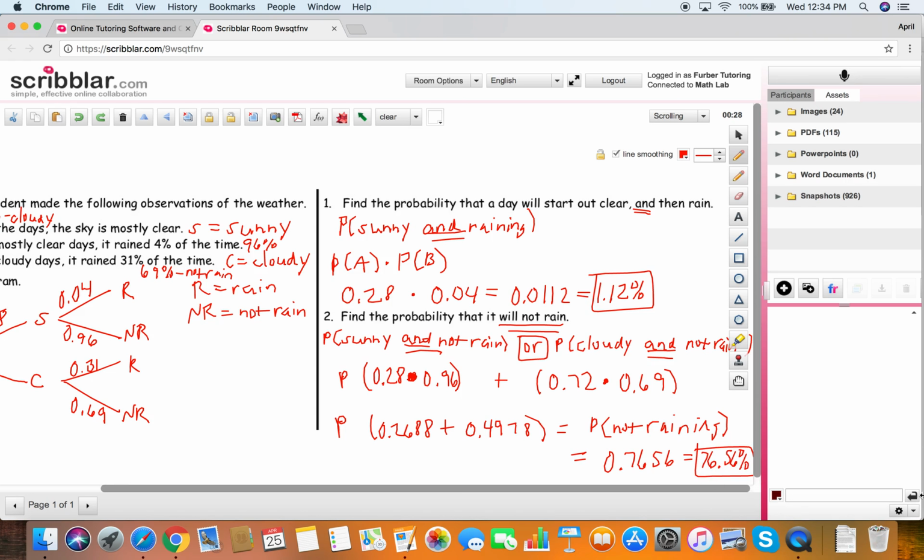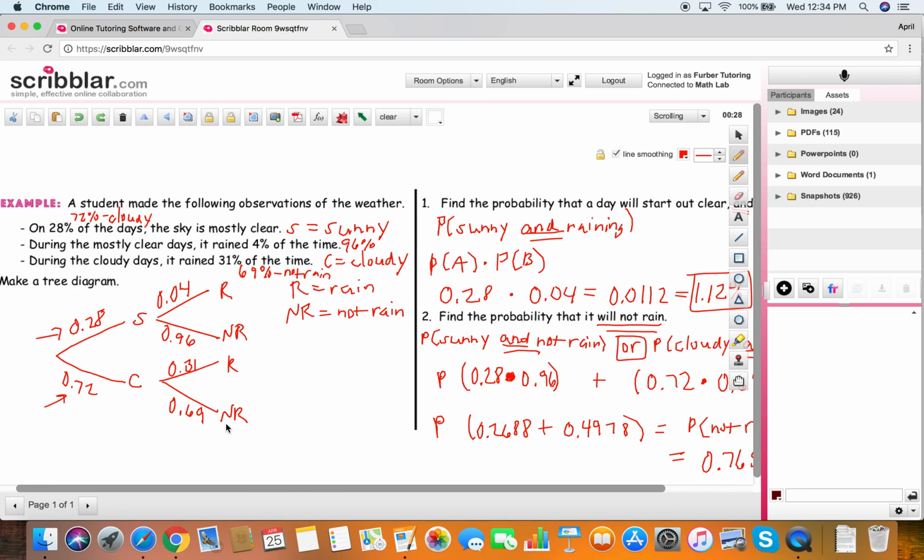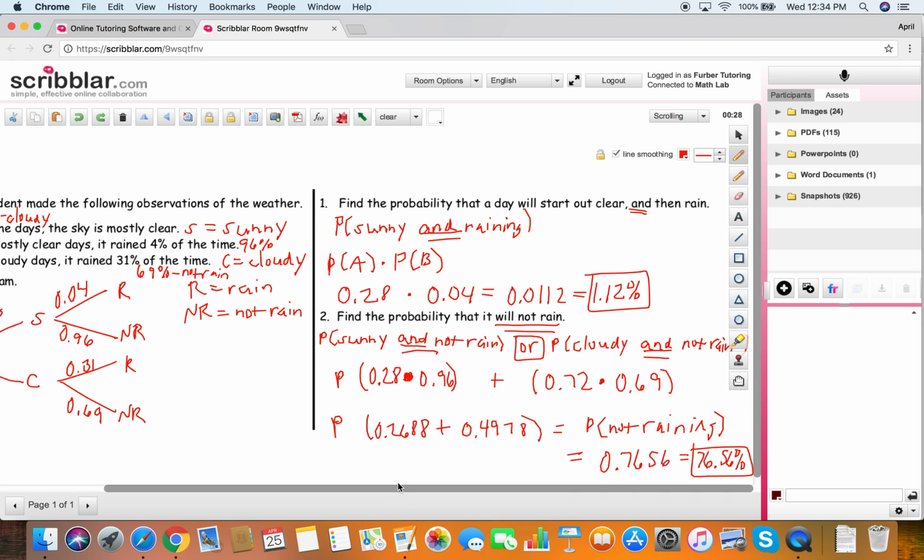Okay? So there's a good chance it's not going to rain. Even though this place has a lot of cloudy days, there's still not a very strong likelihood of rain. Okay? So 76.56%. You have to read carefully when you're looking at these problems and look for the and the or. The probability that it will not rain could be in two different situations: sunny and not raining, or cloudy and not raining.